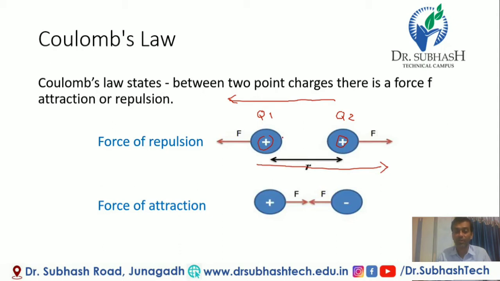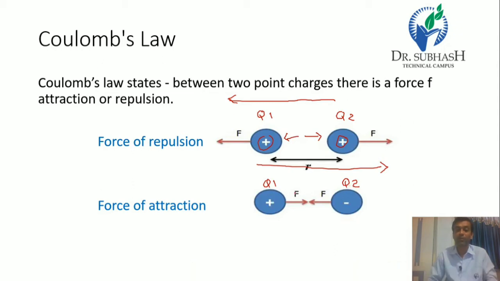This means the force is in the repulsive direction. If the charges are opposite, meaning Q1 is positive and Q2 is negative, or Q2 is positive and Q1 is negative, then there will be a force between both charges in the attractive direction. Meaning the force on Q1 due to Q2 is in this direction and the force on Q2 due to Q1 is in this direction.